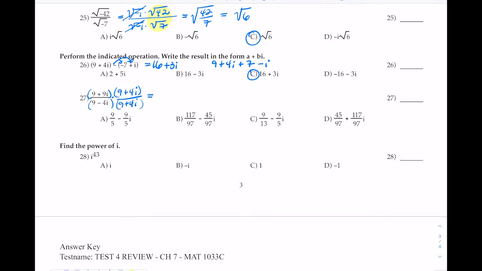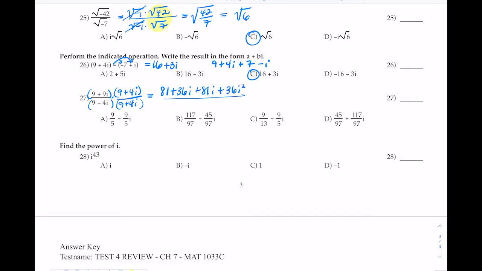So now we're going to FOIL. So I'm going to have 9 times 9, which is 81. Outer terms, 9 times 4i, which is 36i. Inner terms, 9i times 9 is 81i. And then 9i times 4i gives me 36i squared.